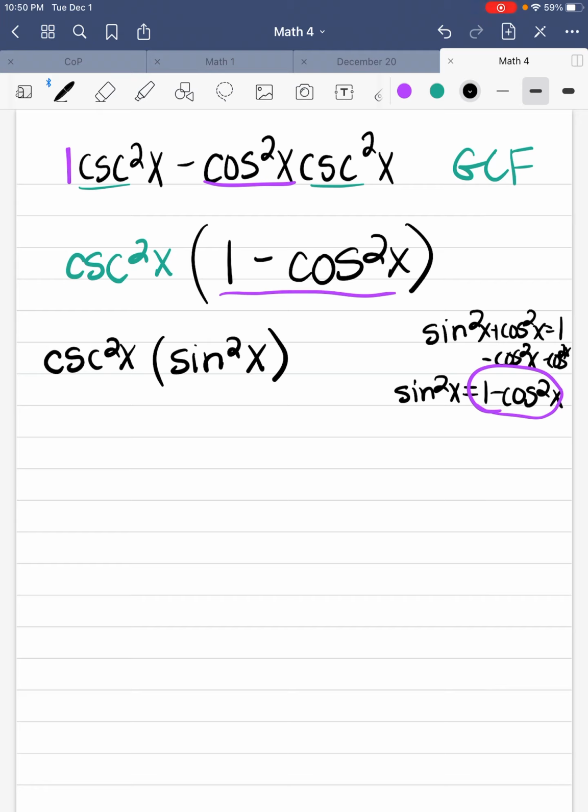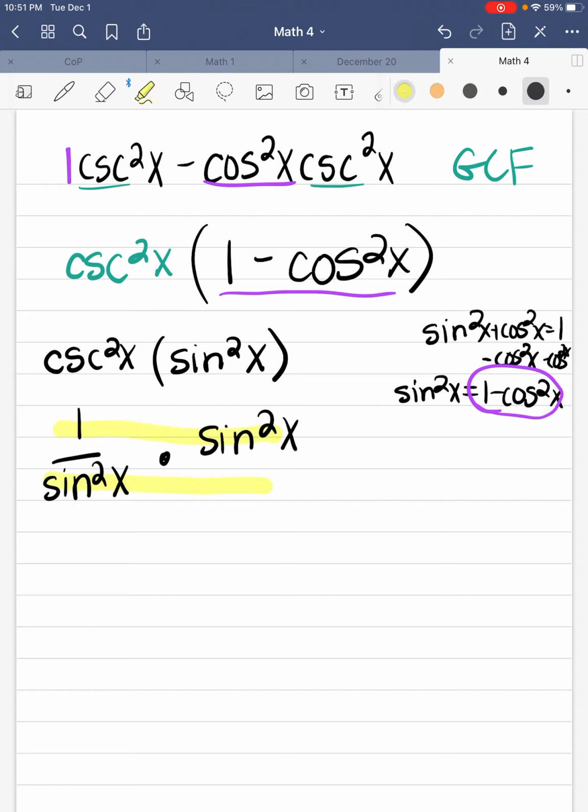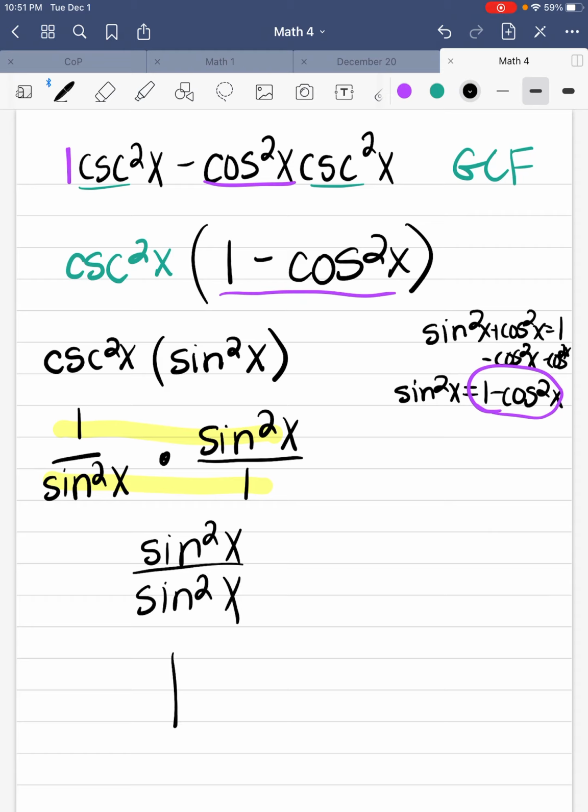Alright, I also have a little bit further. I should be able to recognize that cosecant is the reciprocal of sine, so this is going to be 1 over sine squared x times sine squared x. So we're going to multiply the top and the top and the bottom and the bottom. And technically this is over 1. So I now have sine squared x over sine squared x, which is equal to 1.